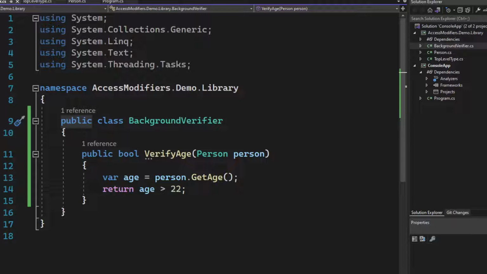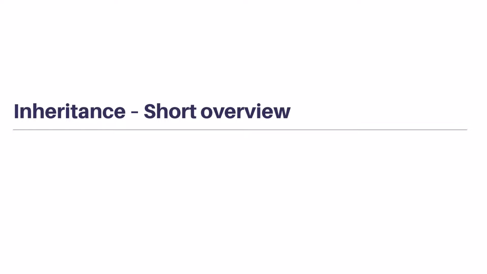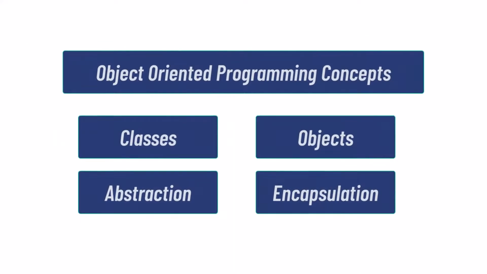Let's move on. So till now, we have seen three access modifiers, public, private, and internal. We will need to know a new concept before having a look at three remaining access modifiers, and that concept is inheritance. We already know that there are many core concepts in object-oriented programming methodology, and we already have discussed about abstraction and encapsulation. And like abstraction and encapsulation, inheritance is also one of the core concepts in object-oriented programming.